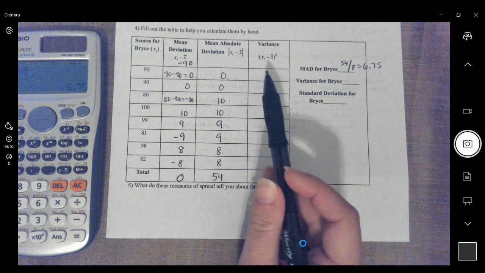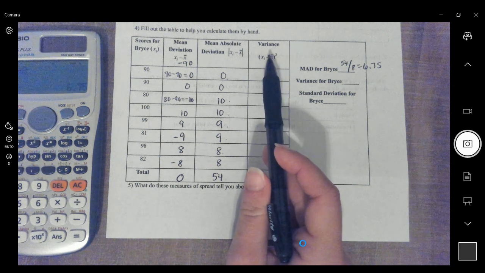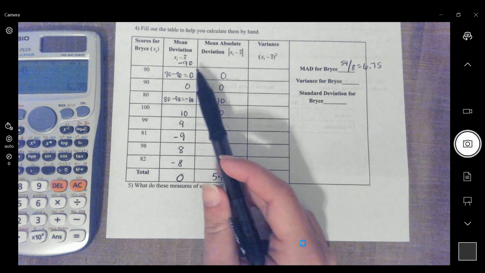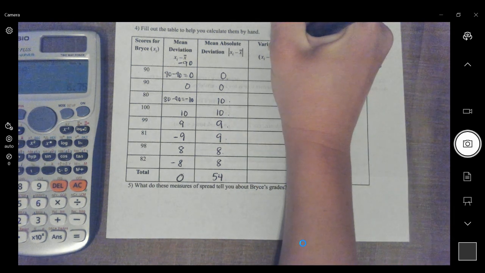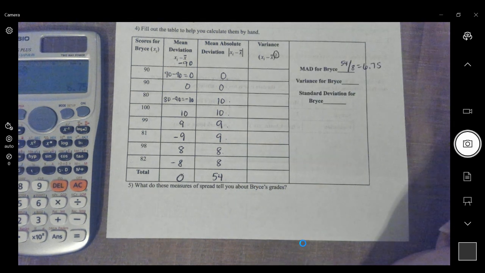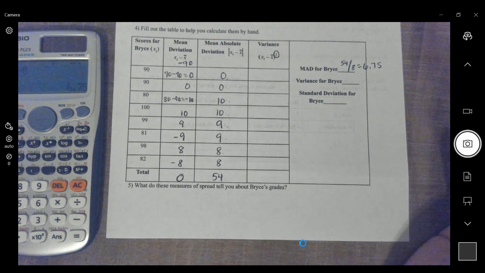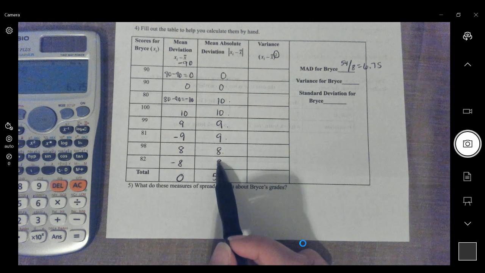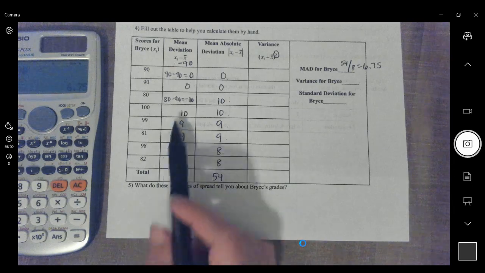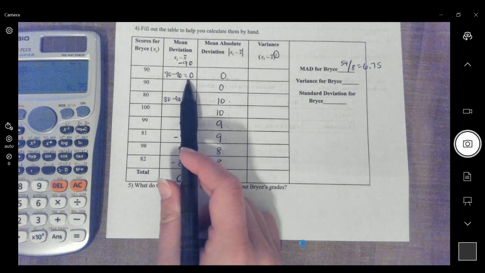Our other way to work this out is called the variance. So instead of taking the absolute value of these numbers, you'll see that we are actually going to square these numbers, because that's another way to turn those numbers into positive values. So we're going to ignore this column right here and go back to this column. We're going to take each of these numbers and square them.